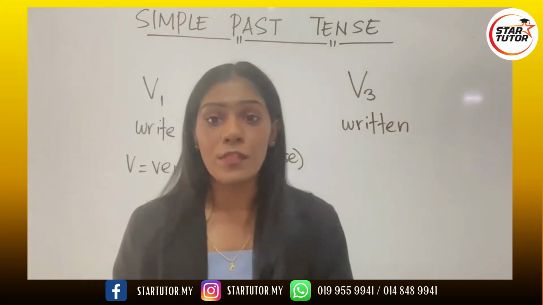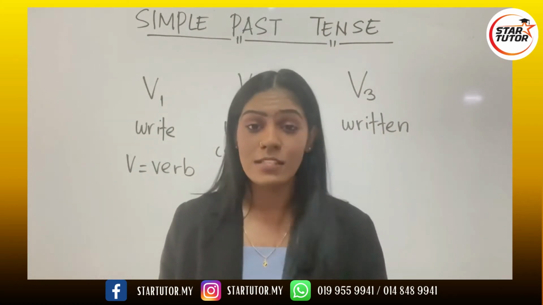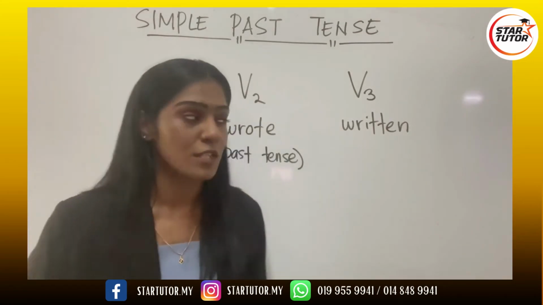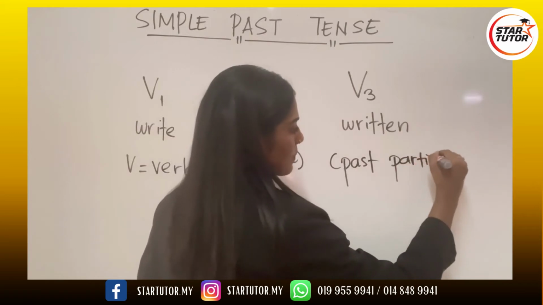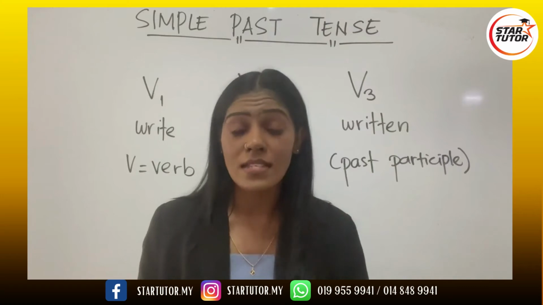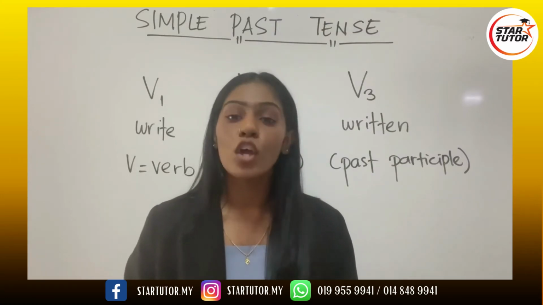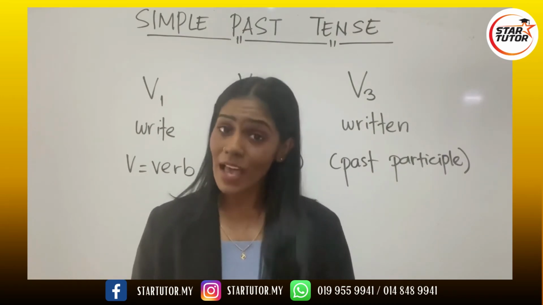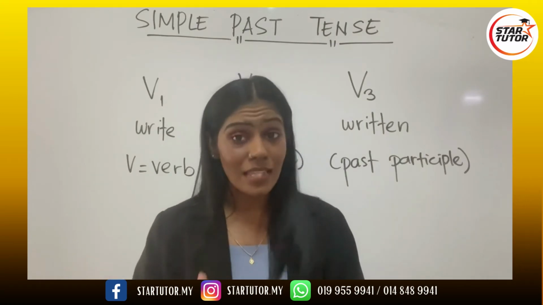That is V3. So V1 is the verb in present tense, V2 is the verb in past tense, and V3 is the verb in past participle. This is called past participle. Sometimes your verb will not have a past participle. So what do you do when you do not have a past participle? You simply use your V2 as your V3. So that is the very first important thing that you will have to know. Let's continue.